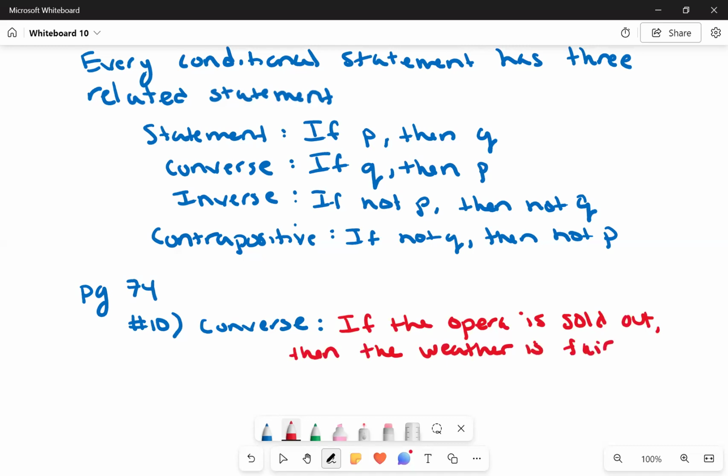Okay, the inverse of this statement. If the weather is not fair, so we're taking the negative of the hypothesis. So if the weather is not fair, then the opera will not be sold out.